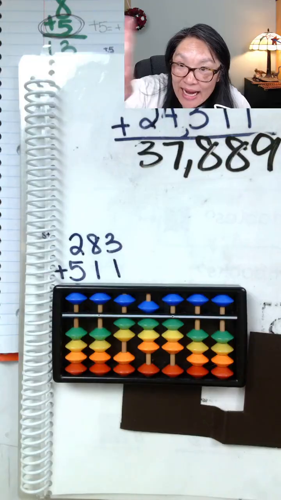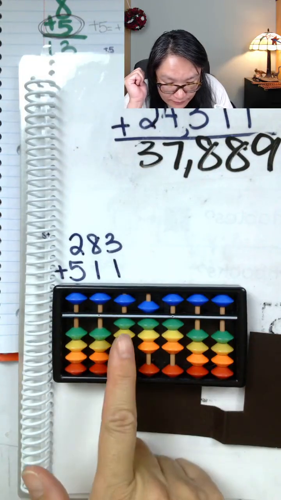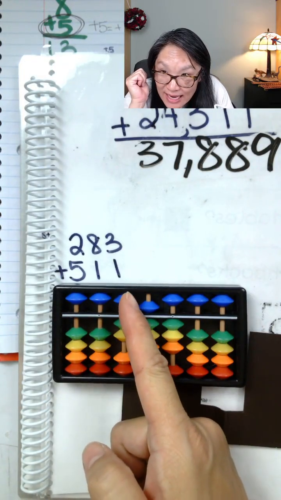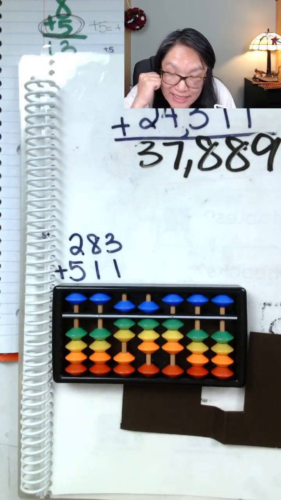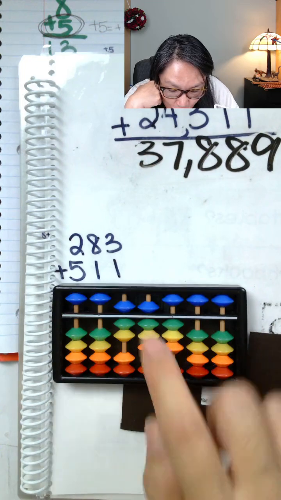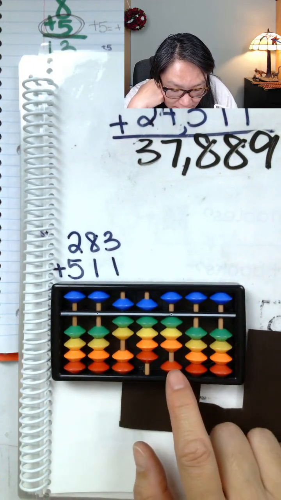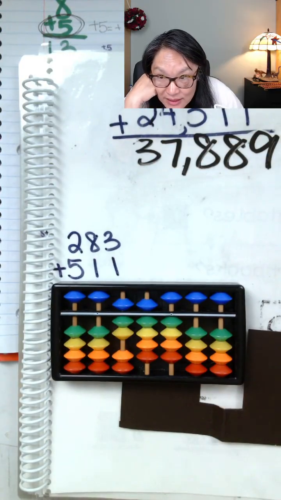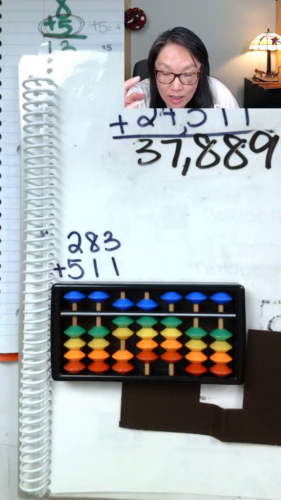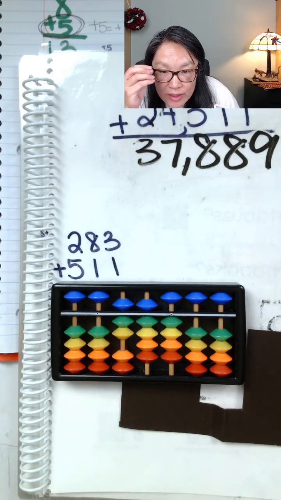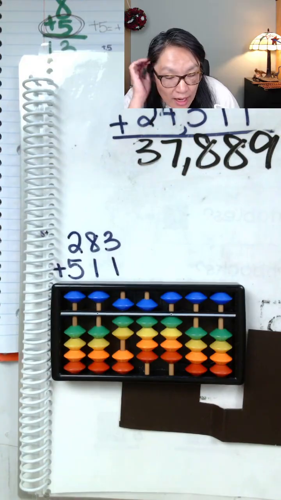Question, can I add the 5? Yes, I can add my 5. All I got to do is add the 5. Can I add the 1? Yes, I'll add the 1. Can I add another 1? Yes, I can add another 1. That's it. Because we see the numbers, it tells us whether or not we can do it. If not, then we have to use our formulas.